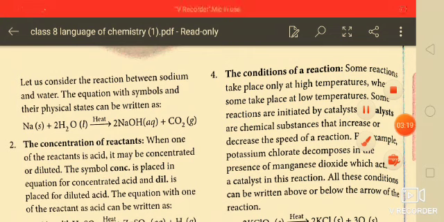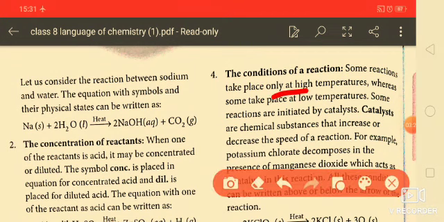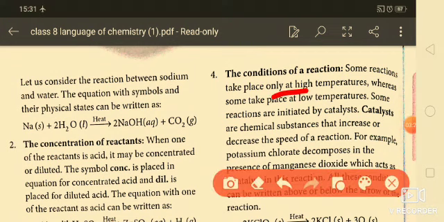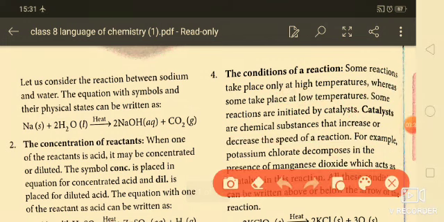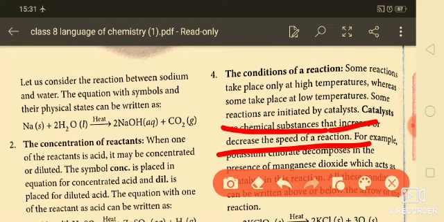So next one is the conditions of a reaction. Some reactions take place only at high temperature, whereas some take place at low temperature. Some reactions are initiated with the help of a catalyst. So what are catalysts? These catalysts are chemical substances which increase or decrease the speed of any reaction.